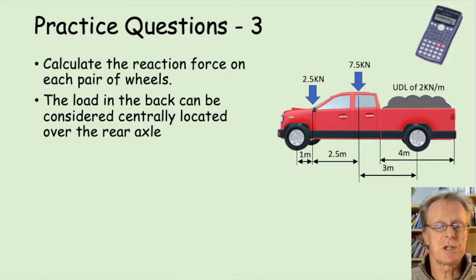So here's the final question. Slightly more elaborate. It looks a bit more frightening to start off with. But this one, you've got to calculate the reaction force on each pair of wheels. And you're told the load in the back can be considered to be centrally located over the rear axle. So you've got a load here of 2 kilonewtons per metre over a distance of 4 metres, and that is acting directly over the axle, over that point there. So have a go at this question, see how you get on, and if not, we'll have a look at it in a minute. So if you'd like to pause the video now.